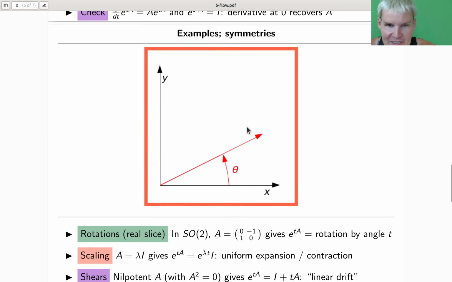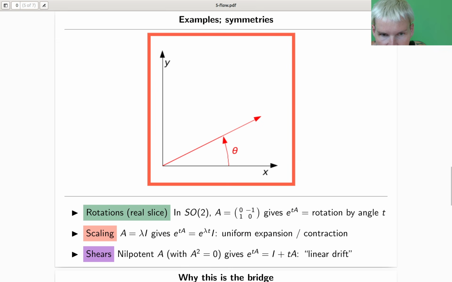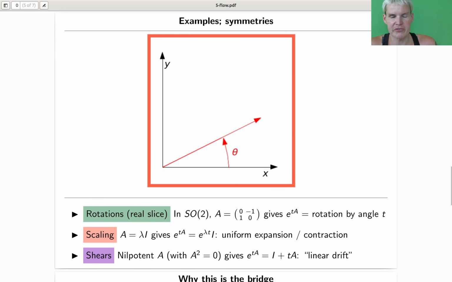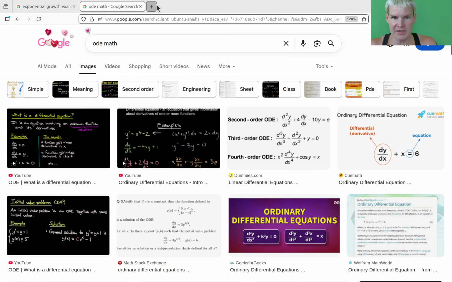Probably that's a lie. So let's have a look at some examples. Literally symmetries. If you take this matrix, for example, which is a rotation matrix.